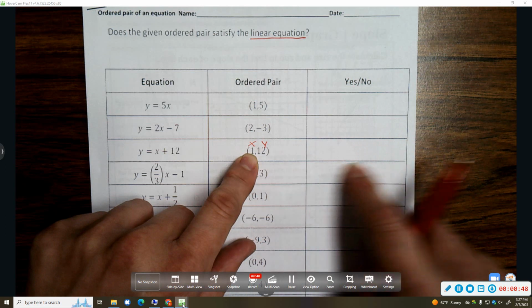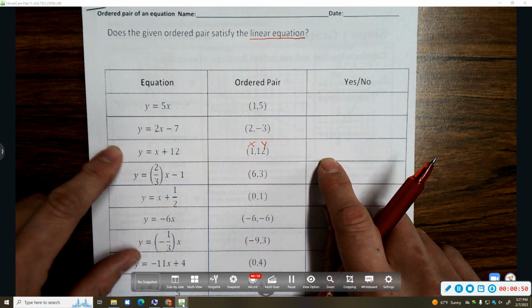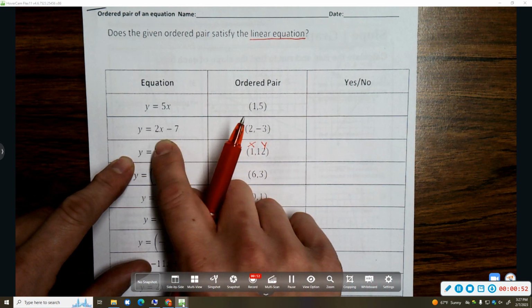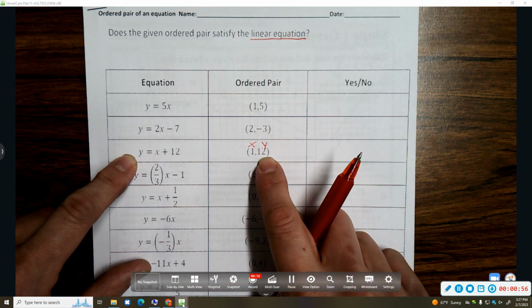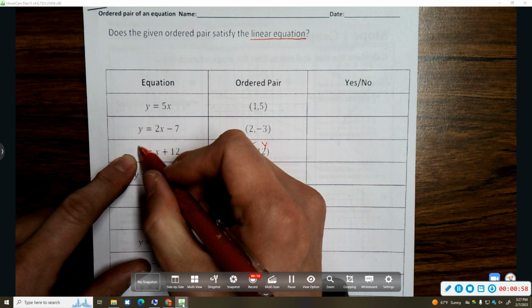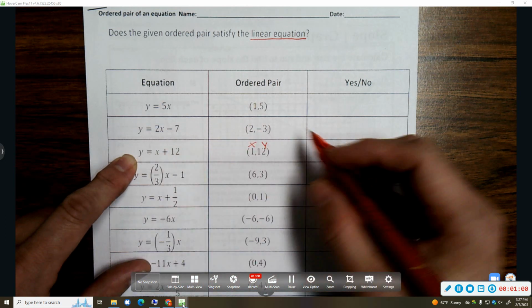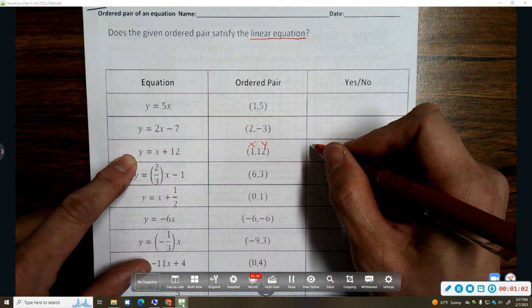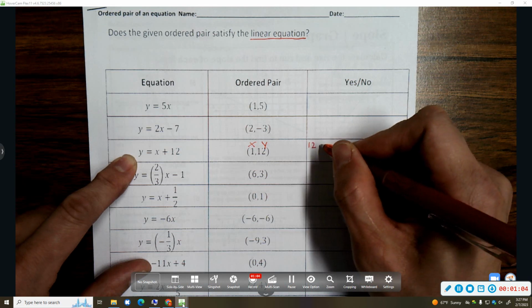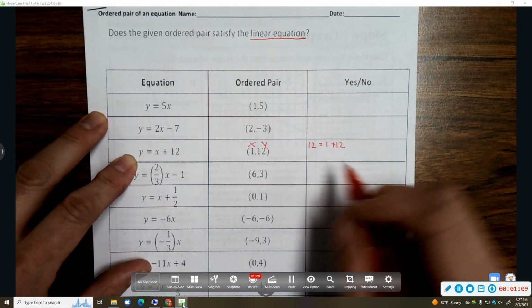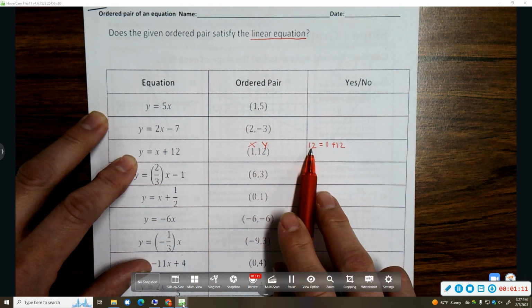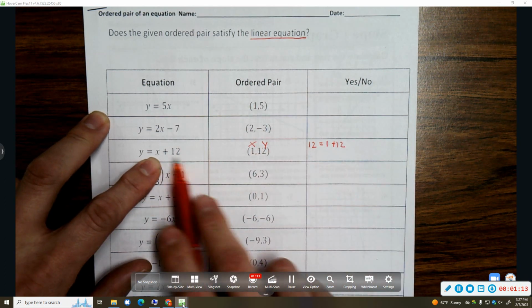I'm going to show my work right here. I'm going to rewrite this one, but I don't write y, I write 12 instead. So that becomes 12, that becomes 1. Watch right here, guys. So it becomes 12 is equal to 1 plus 12. Again, that turns into 12, that turns into 1, and you still got plus 12.